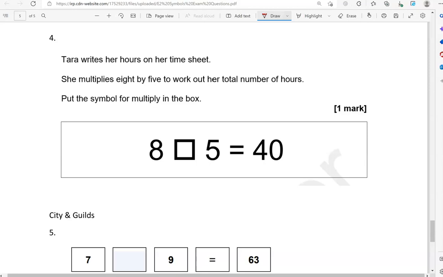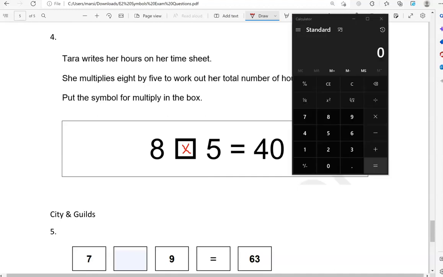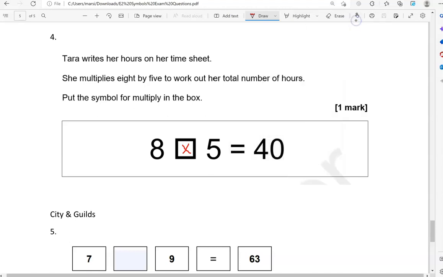Tara writes her hours on her timesheet. She multiplies 8 by 5 to work out her total number of hours. Put the symbol for multiply in the box. So 8 times 5 equals 40. If you know your times tables by heart, you'll know that this is correct. But as you can use a calculator here, feel free to also check using a calculator. 8 times 5 equals 40. So that is correct.